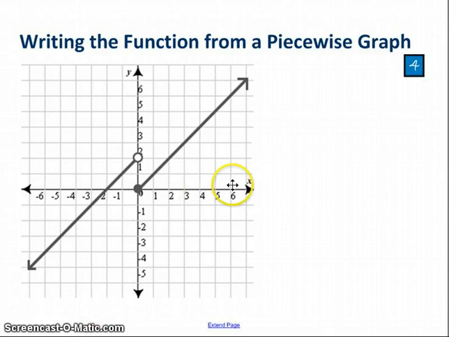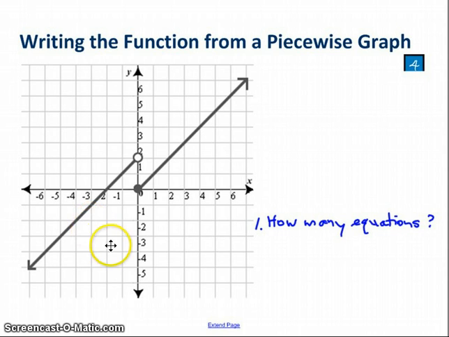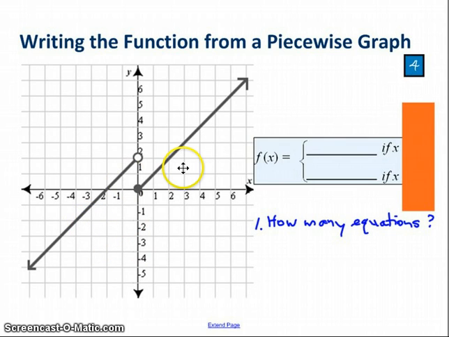Okay, Algebra 2, this is where I left off with the piecewise function lesson at step 4, where you have the graph and instead you have to come up with the function. You have to write the pieces of the equation that go with that function. Well, the first step is to figure out how many different equations you're going to have to write, and as you can see there are two pieces here, so I'm going to need two equations.